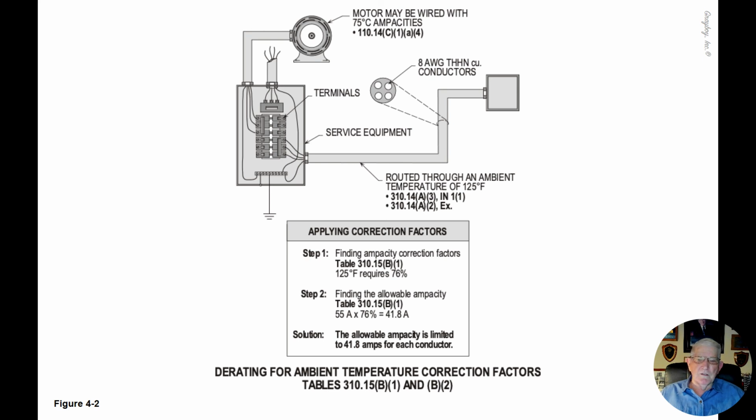So the solution and answer is each conductor is worth 41.8 amps after we apply the correction factors for routing through an ambient temperature of 125 degrees Fahrenheit. And that's what our Figure 4-2 is illustrating.